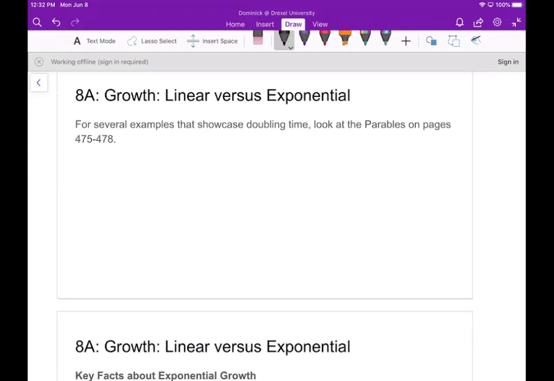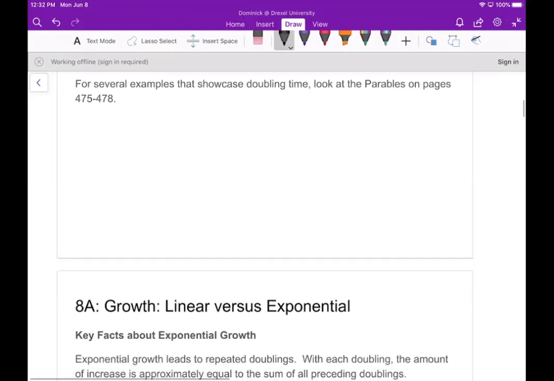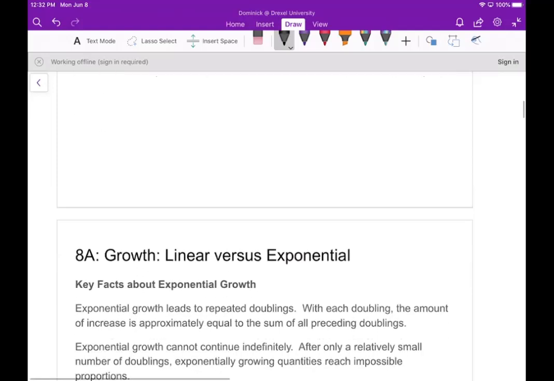Now, there's several other examples that you can look at if you feel that you need more examples, and they focus on the concept of doubling time. You can look at the examples on pages 475 through 478, although we're going to dedicate an entire video to doubling time.